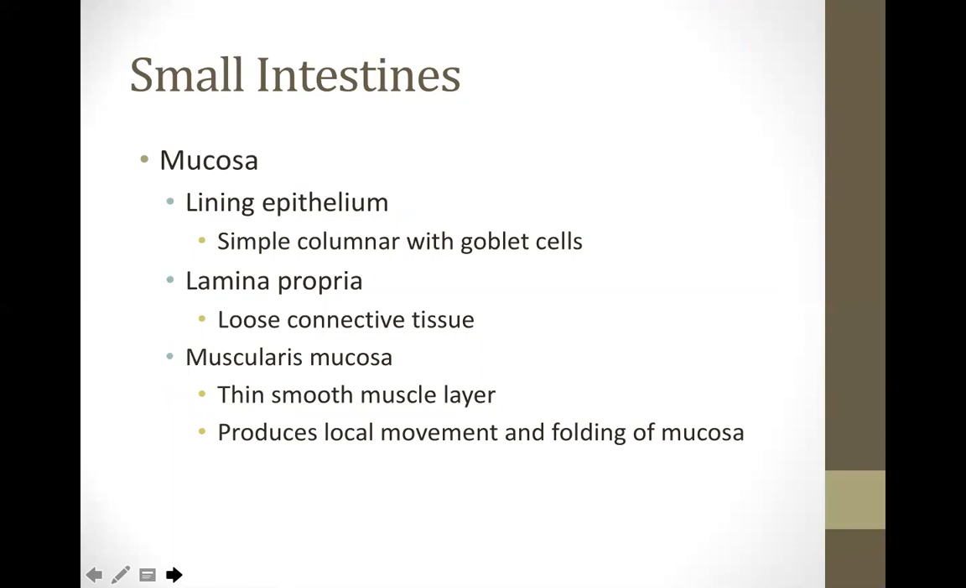Alright, so let's go now to the small intestines. Okay? So after all, what you need to remember in the stomach would be the cells and the glands. The cells and the glands of the stomach.